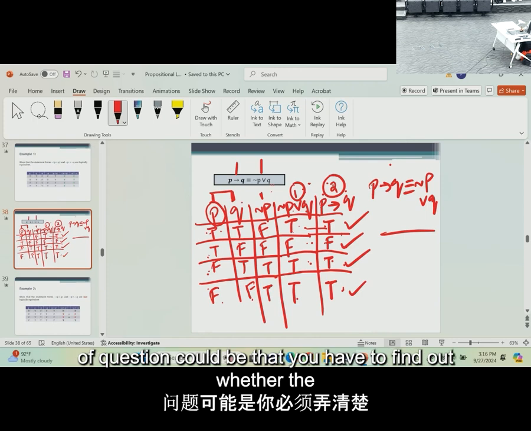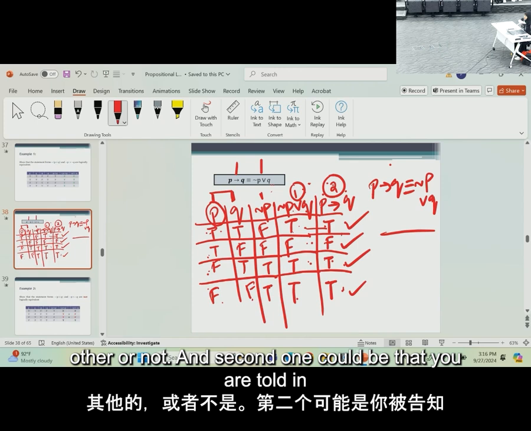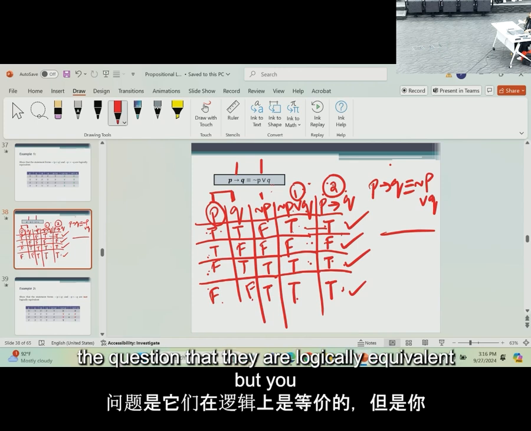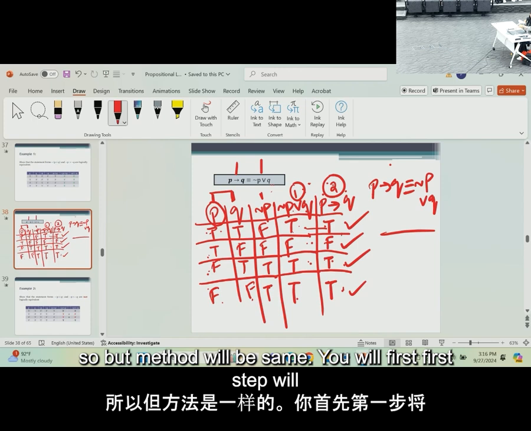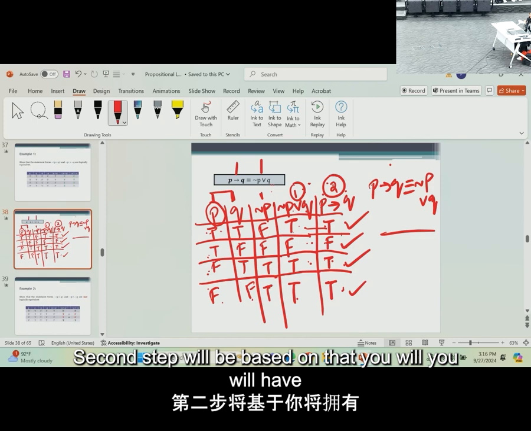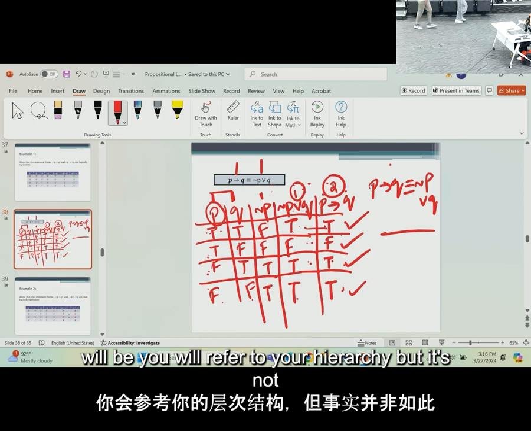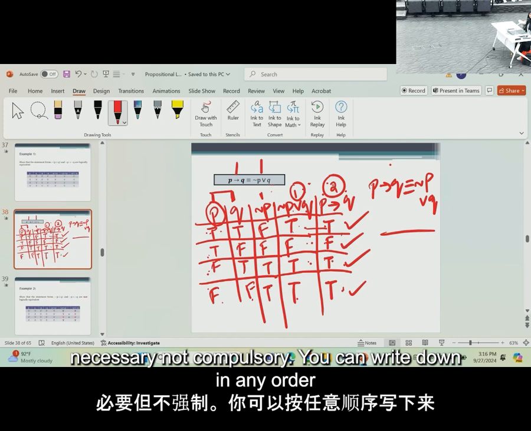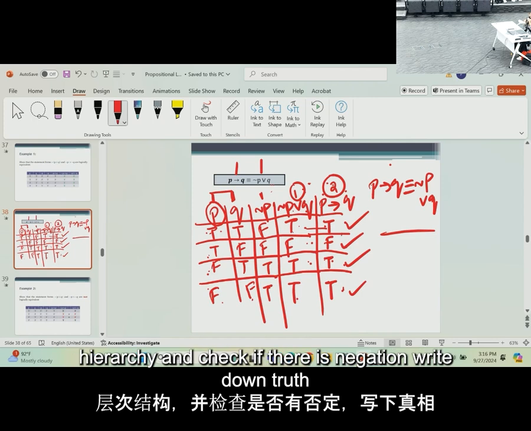Okay, so this is how we find out or verify. Now one type of question could be that you have to find out whether the compound propositions are logically equivalent to each other or not. And a second type could be that you are told in the question that they are logically equivalent, but you have to show it, prove it or verify it. But the method will be the same. The first step is to find out how many unique variables you have. The second step is, based on that, to write down that number of rows. The third step is to refer to your hierarchy, but it's not compulsory, you can write down in any order. But a neat way to draw the truth table is to refer to the hierarchy and check.